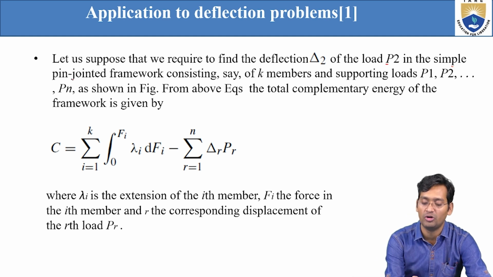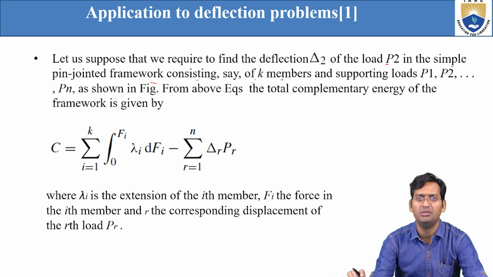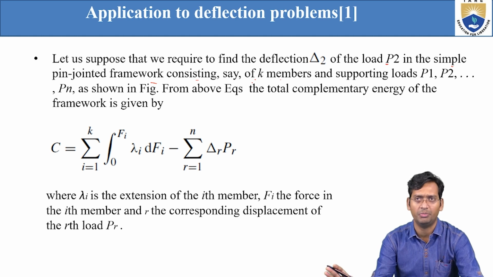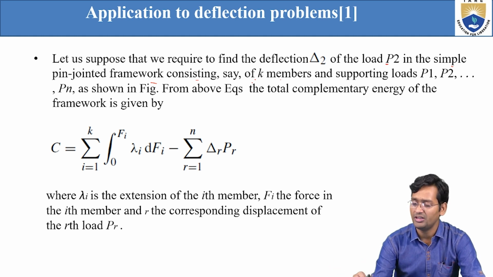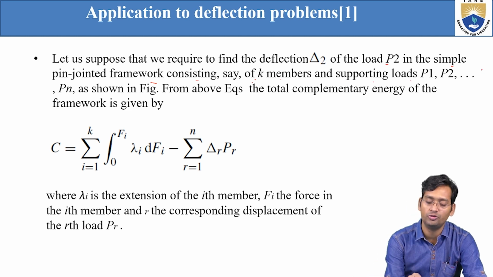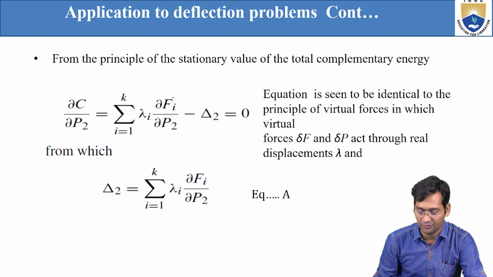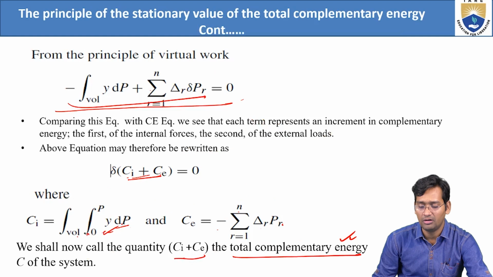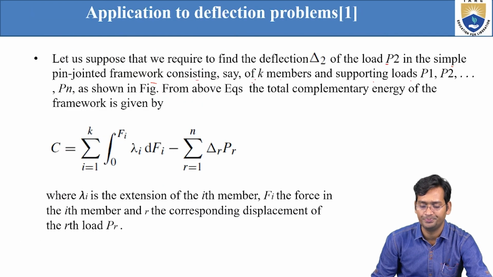the simple pin joint framework consisting, say, of K members. In a joint framework, K will be 5, 10, 20, anything, depending upon how many members there are. So for K members we are finding, and supporting loads P1, P2, P3, so on, Pm, as shown in the figure, the same previous figure that we are seeing.